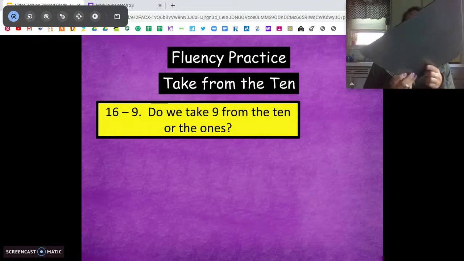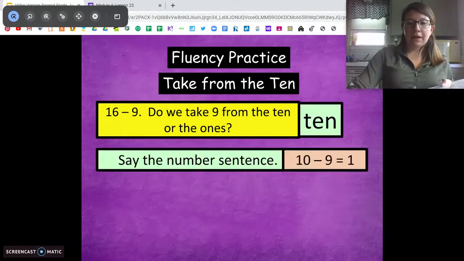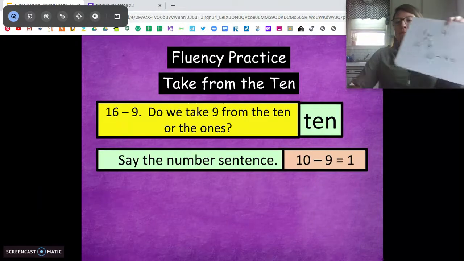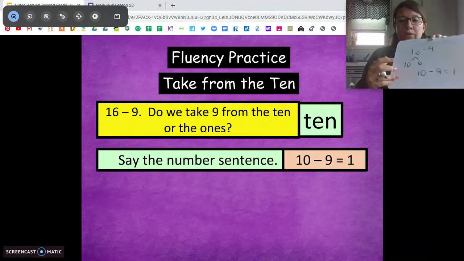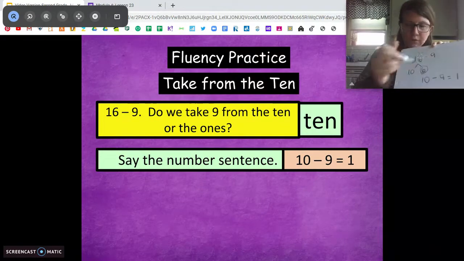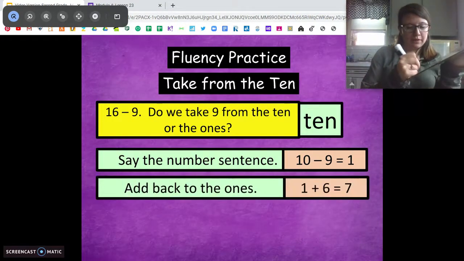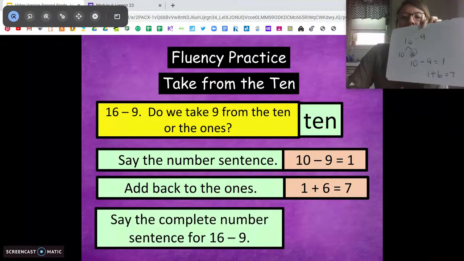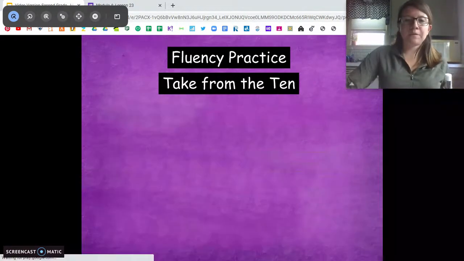We're going to have to take it from the 10, right? So our next step is going to be 10 minus 9. Now what's 10 minus 9? 1. Beautiful. And then what do we still have left over to add in? Our 6. So it's going to be 1 plus 6 equals 7. So what's our answer? 16 minus 9 equals 7. Awesome. All right, let's try another one.